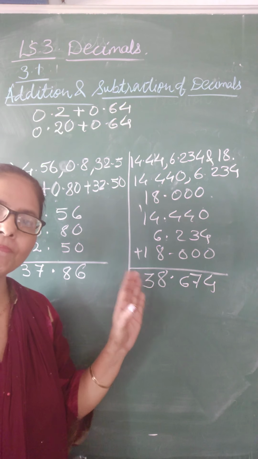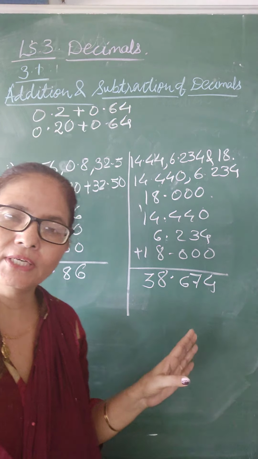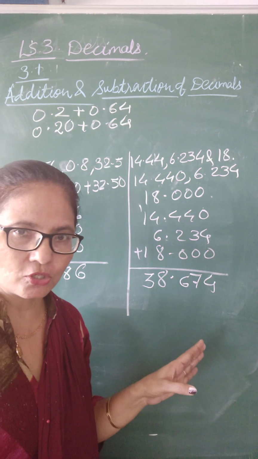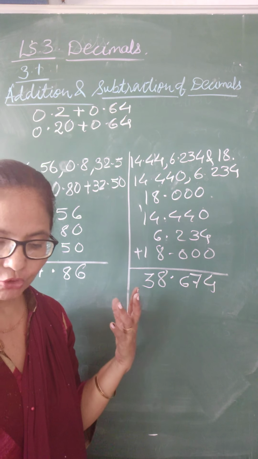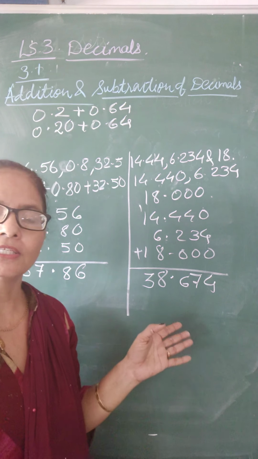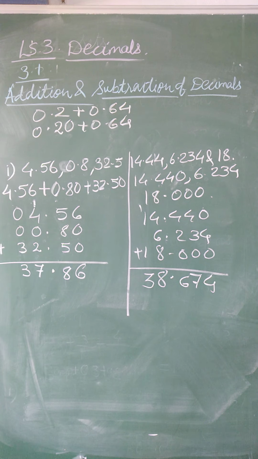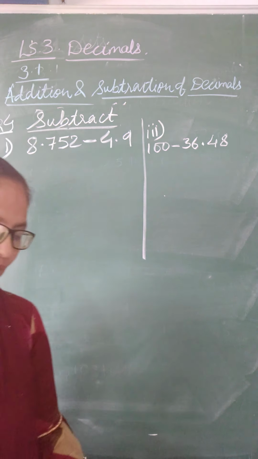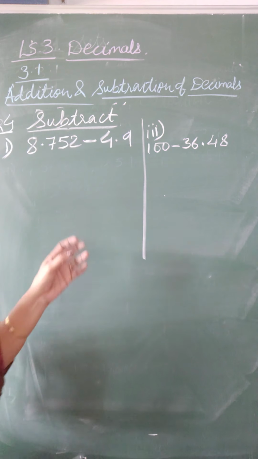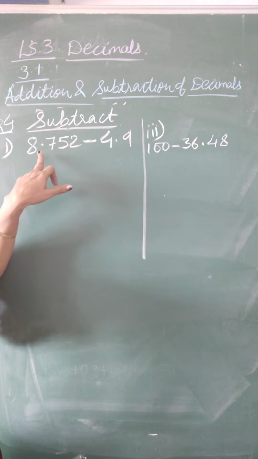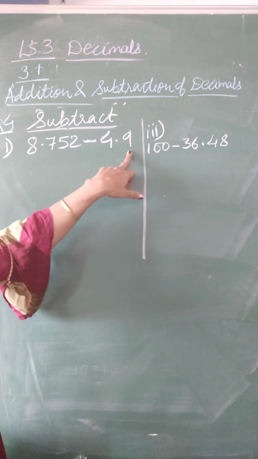And the same steps you have to follow in the subtraction of decimals also, and then we have to subtract as we do in simple numbers. Okay, let's see that also. Let's see, children, subtraction of decimals. The heading is: subtract 8.752 minus 4.9.